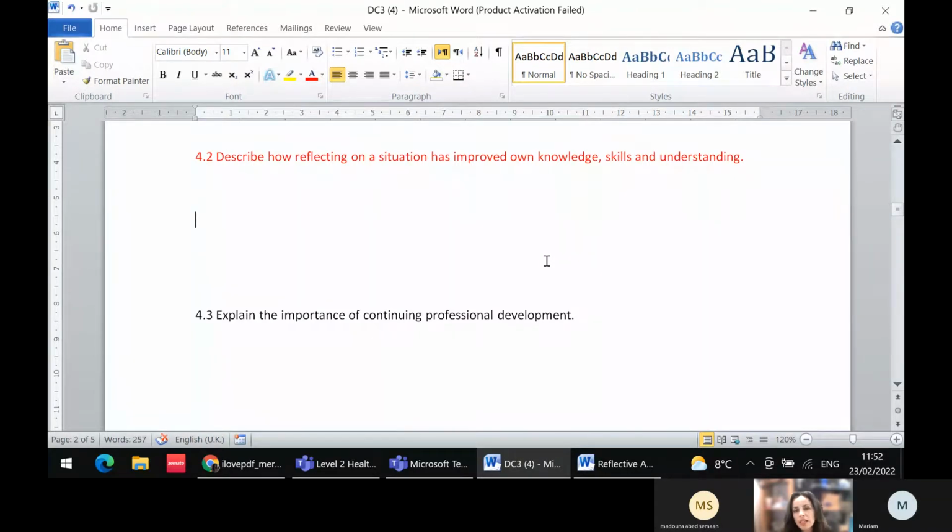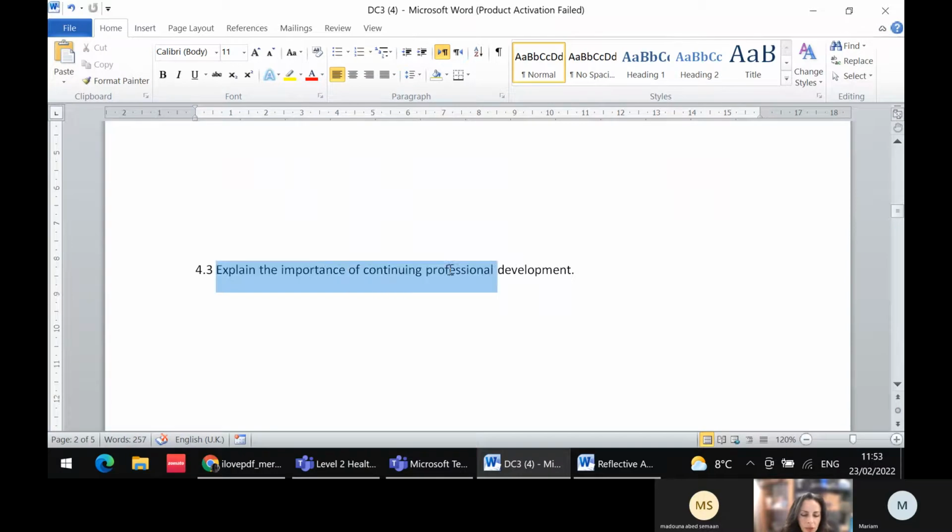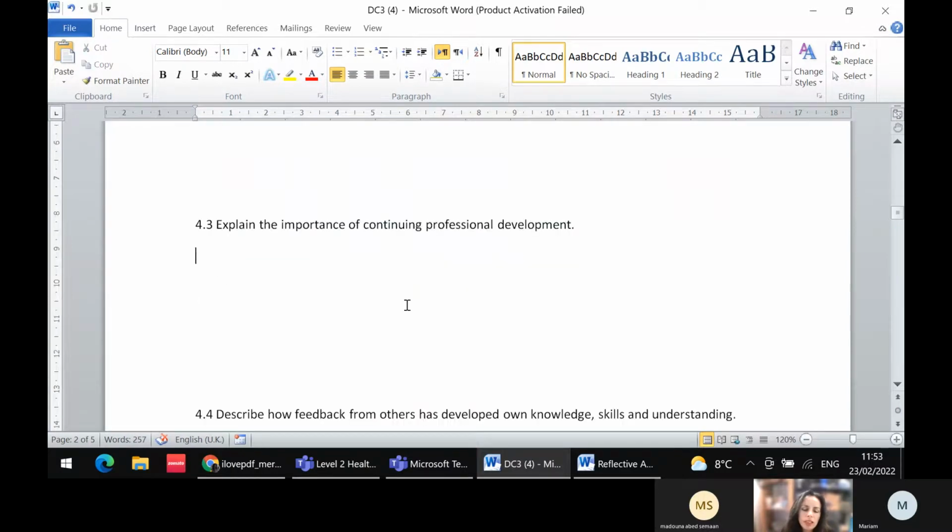Yes. So this is another way of improving your skills and knowledge from something you learned or a situation that has happened to you. Okay, now explain the importance of continuing professional development. Why is it important for you to continue your professional development?